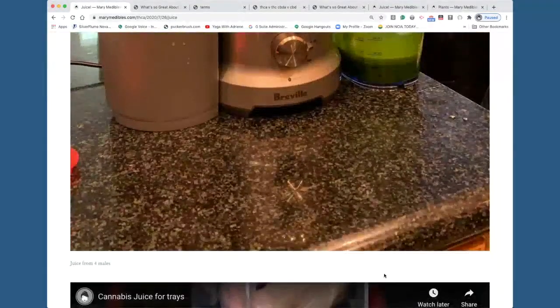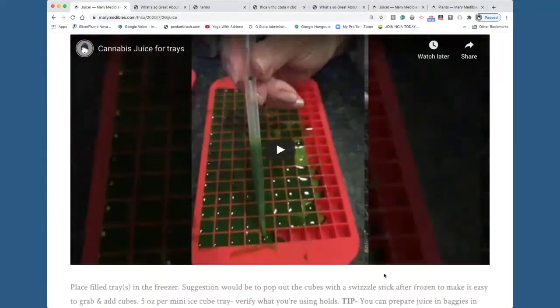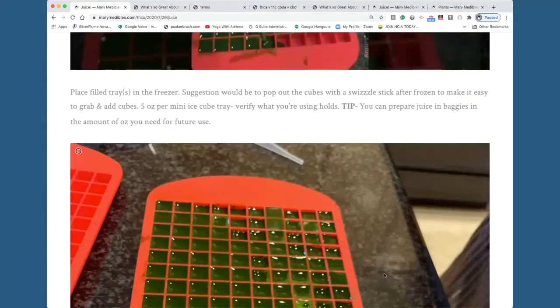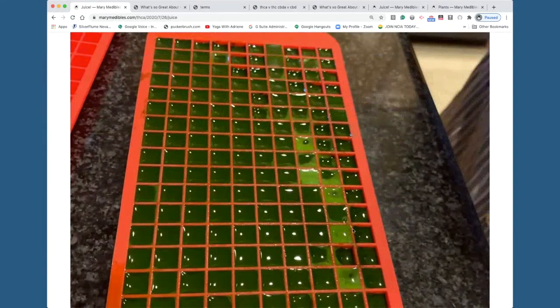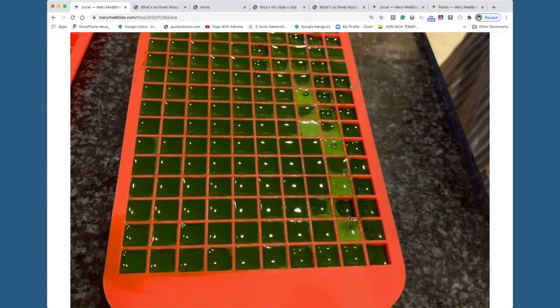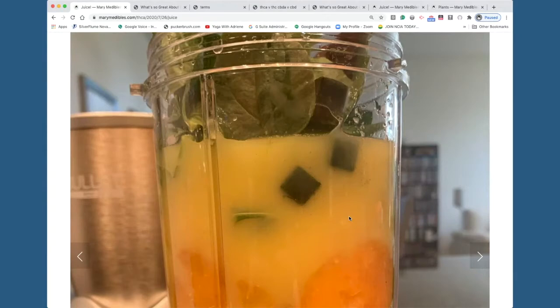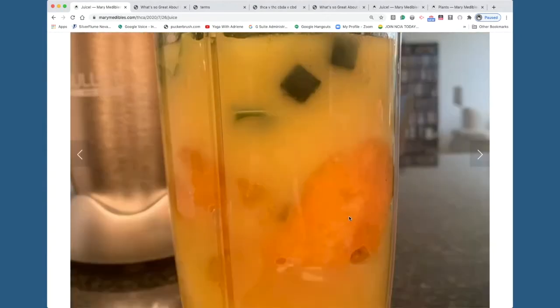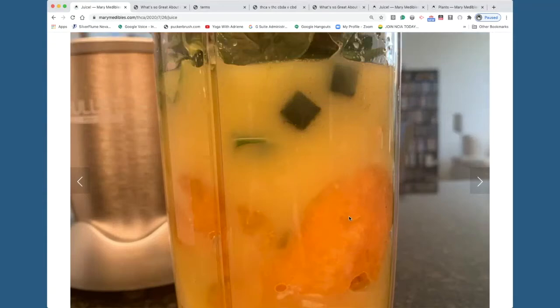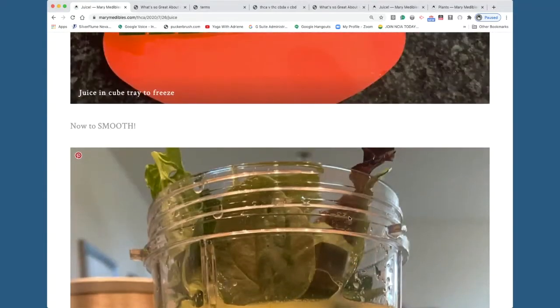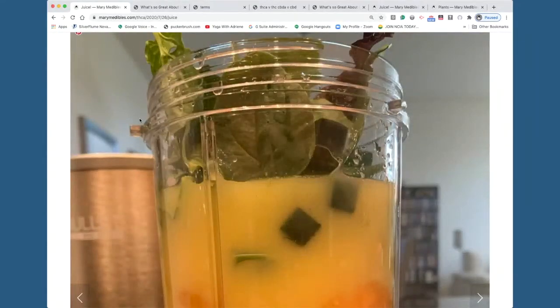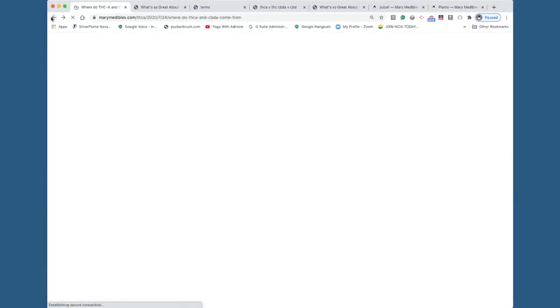And then what you can do just to make it easy to dose is fill a mini ice cube tray, freeze it, and then take out individual portions. I use a squizzle stick to just pop out the individual cubes, and then I'll put them in a water bottle or a smoothie. If you want to make a smoothie in the morning, you can go ahead and make that. That's some additional nutritional benefits you'll be injecting if you do so. So juicing could be a really good benefit.